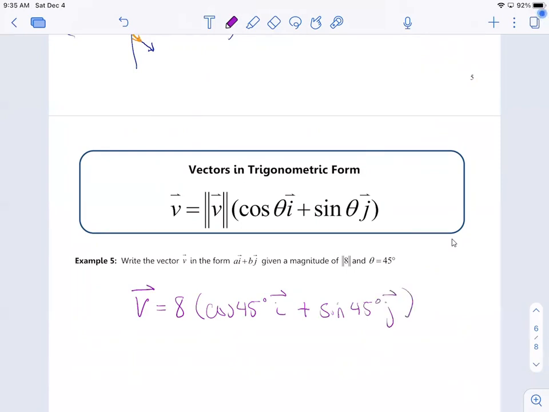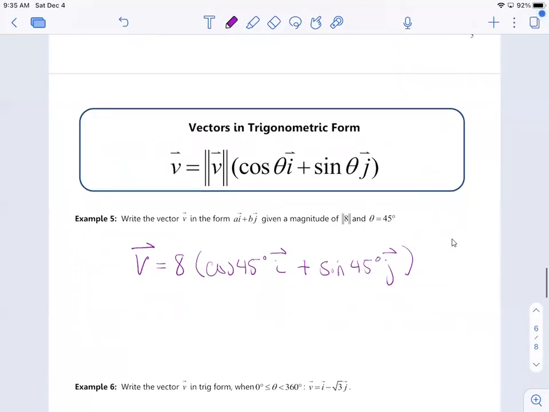And that is all you have to do. Say you wanted to take it a step further. Oh, forgive me, that is not true because it says we want it in this form, so we are not done. So now we can actually evaluate this. So then we can put it in terms of I and J without it being in trig form.